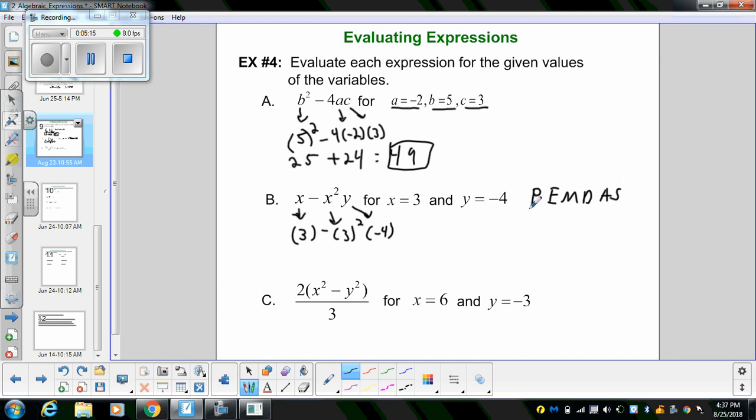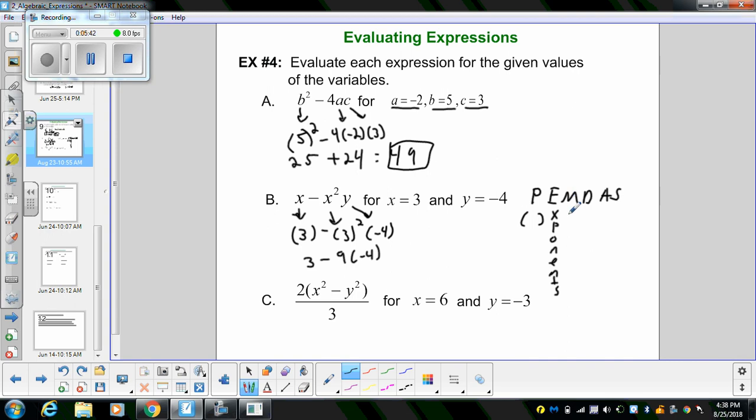Parentheses is my P, so parentheses. Alright, so what's in parentheses, well, there's nothing I can do in parentheses. The next thing is exponents. Alright, so that's these little guys. So I got to work this out first. So 3 squared ends up actually being 9.